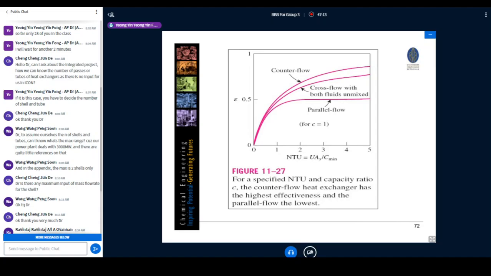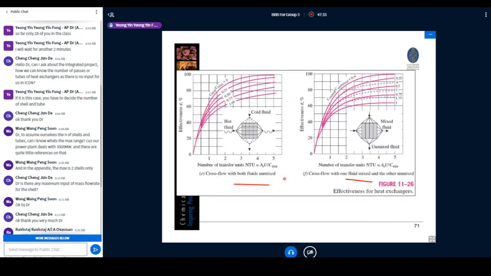Okay, so this we have for cross flow as well. One fluid mixed and the other unmixed. Okay, both fluids are mixed. All right, just a simple analysis over here. So for a specific NTU and capacity ratio, the counter flow heat exchanger has the highest effectiveness and the parallel flow is the lowest.